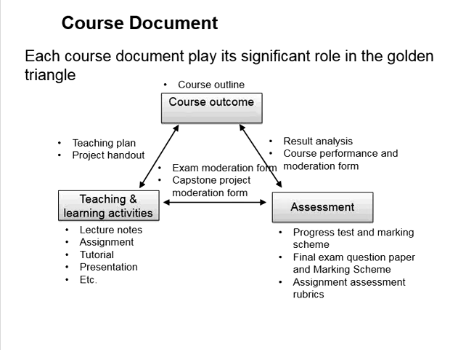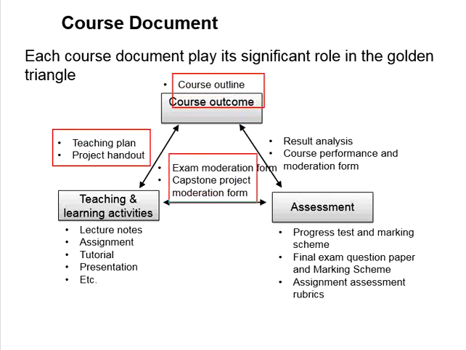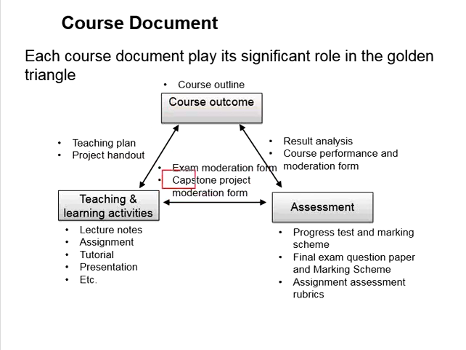So far, we have established that the course outcome, the teaching and learning activities, as well as the assessment need to be properly aligned. In the previous videos, we have discussed the system facilitating the entire process here. There are a series of documents which include the course outline, the teaching plan, the project handouts, the exam moderation form, the capstone project moderation form. All this needs to be well in place before we can proceed with the evaluations of the program.